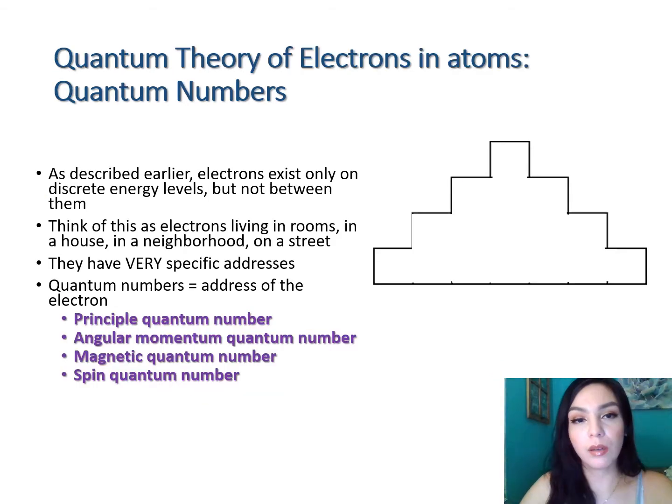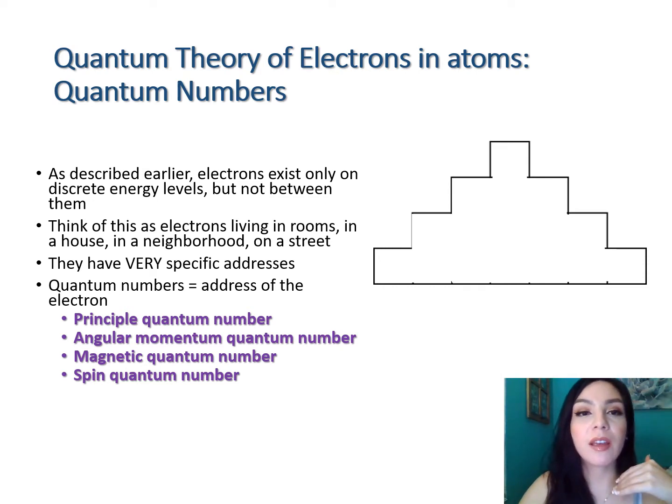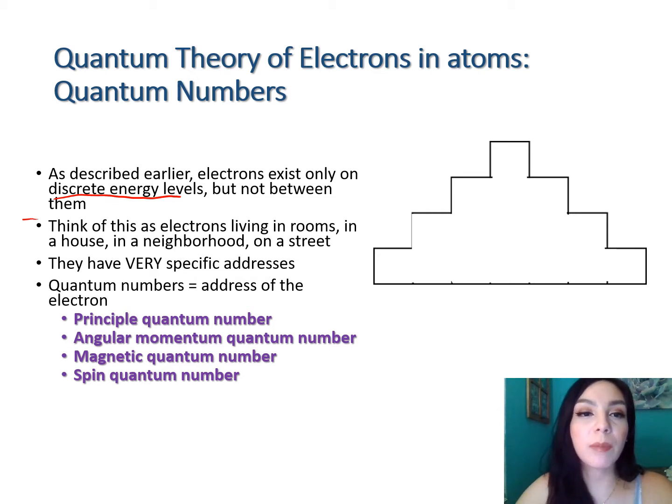So far what we've learned about electrons, if you watch the video on the Bohr model of the atom, you learn that electrons live in certain levels of energy, right? And these are discrete energy levels, meaning that they don't live in between, like they don't live in 1.5 level. They live within either 1, 2, 3, just whole numbers, right? So we know that so far, but we are going to learn about how electrons have very specific addresses.